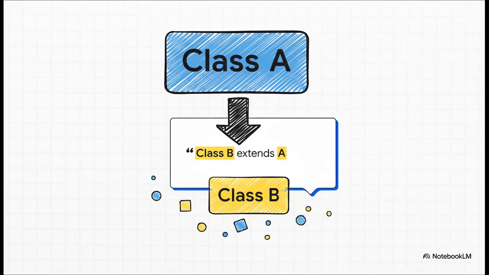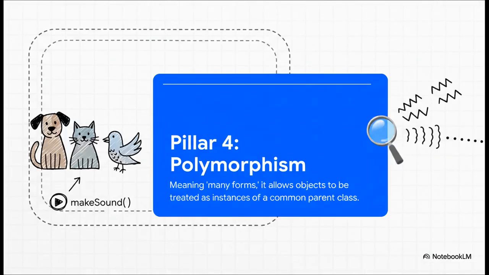And in a lot of programming languages, making this happen is super simple. It's often just one line of code that says something like, Class B extends A. Boom. Just like that, Class B gets all the powers of Class A. It's incredibly efficient. And that brings us to our fourth and final pillar, polymorphism.